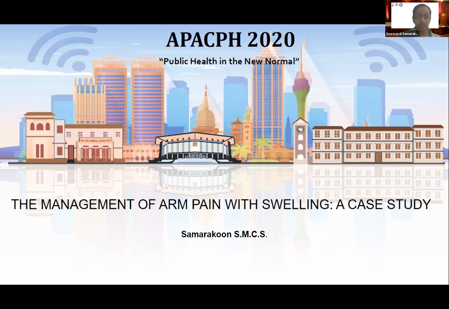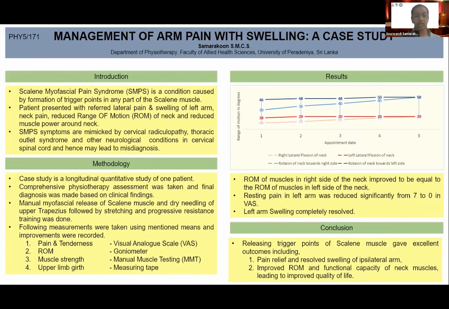The patient presented with diffused arm pain in the mediolateral aspect of the left arm, arm swelling on the left side compared to the right side, and numbness in the fingers.